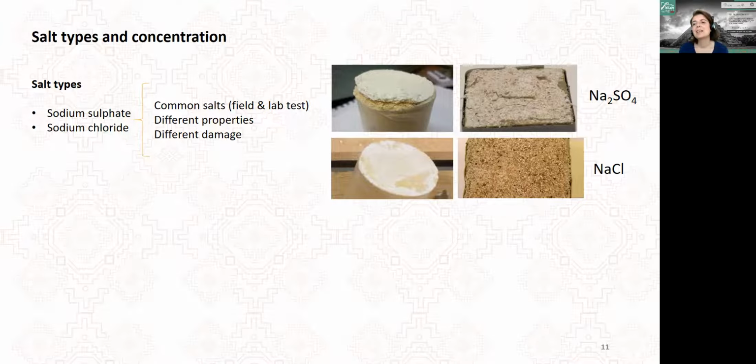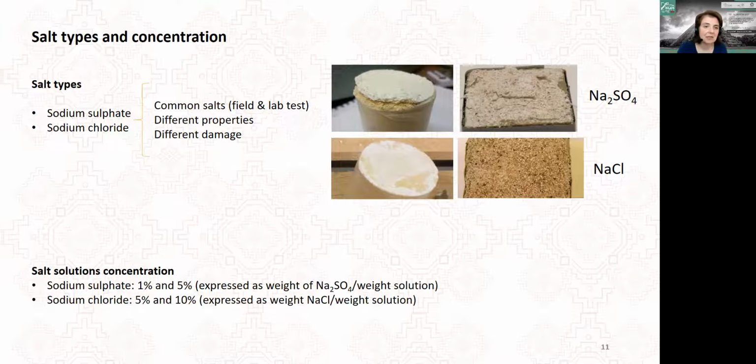The salts do also produce different damage. Generally, sodium chloride leads to powdering of the surface, while sodium sulfate is observed more often to lead to scaling or spalling. Because of these differences, we decided to test both salts and to develop two procedures depending on the type of salt.